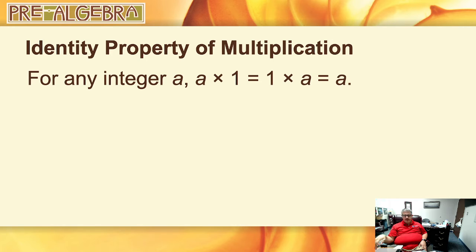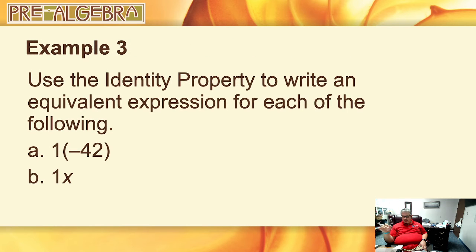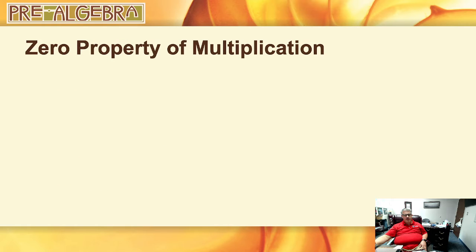So here is our example. Use the identity property to write an equivalent expression for each of the following. 1 times, in parentheses, negative 42. The answer is negative 42. That's the identity property. Then you have B there, 1 times x, or 1x, is equal to just plain x, because you have one of the x's. So just be aware of that. That's how that works, and hopefully you'll understand this.